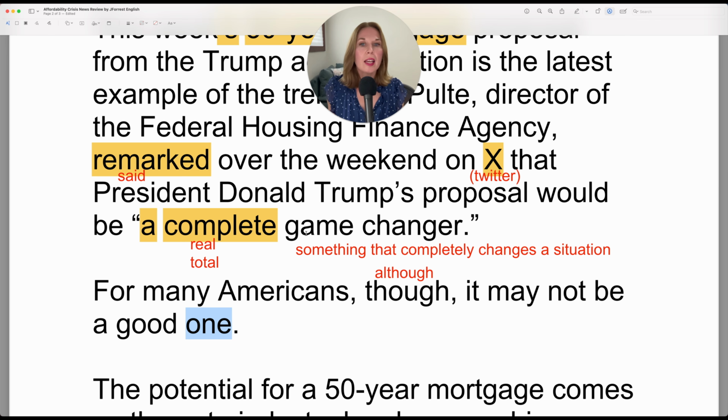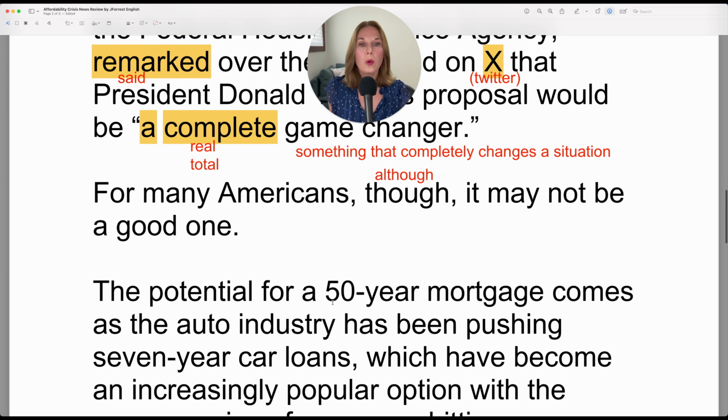And this word one, it may not be a good one, represents a good game changer. It may not be a good change. It may not be a good game changer. So that's what this word one represents. The potential for a 50-year mortgage.